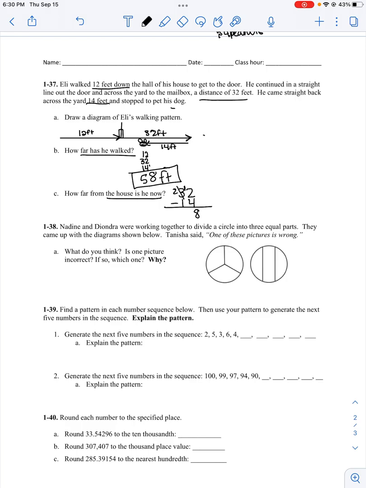12 minus 4 is 8. 2 minus 1 is 1, so 18. He is 18 feet from his house.